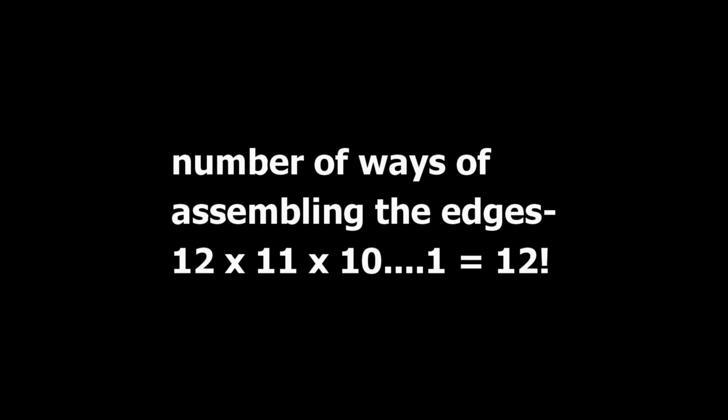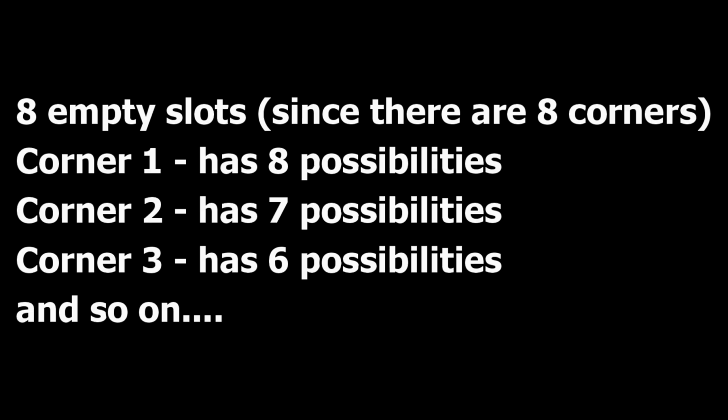So there's a mathematical notation for this. We write 12 with an exclamation mark next to it. So this is referred to as 12 factorial. Moving on to corners. We have 12 factorial, just keep it in mind.